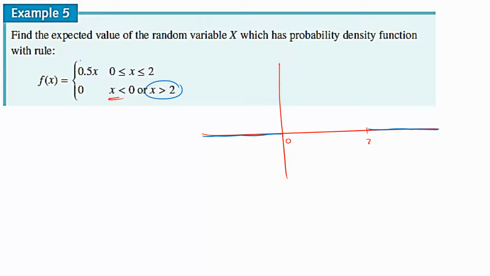Between 0 and 2, I've got 0.5x, which really means the same thing as saying y equals half x. That's a linear equation. Half x, it's a gradient of 1 over 2, which just means every 2 across, you move up 1. So that just tells me every 2 across, 1, 2, and move up 1. There we go, that's my next coordinate. There we go, that's my line.